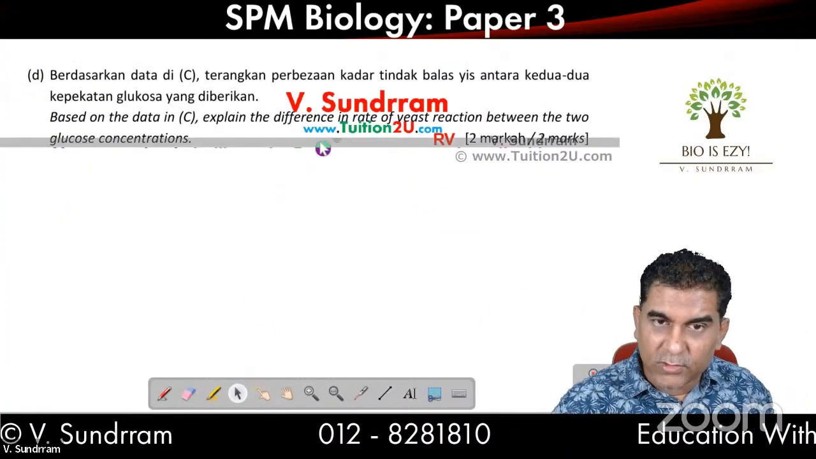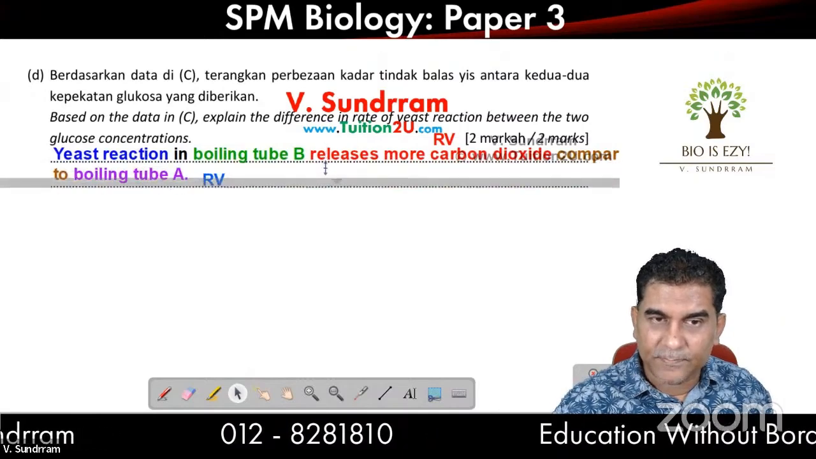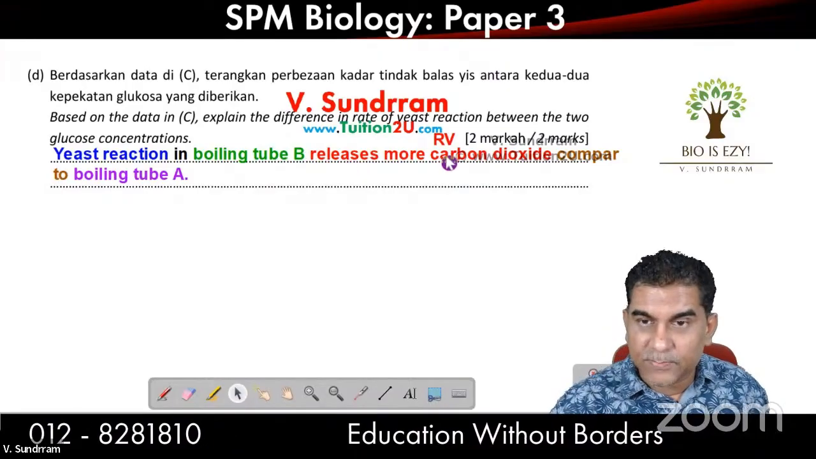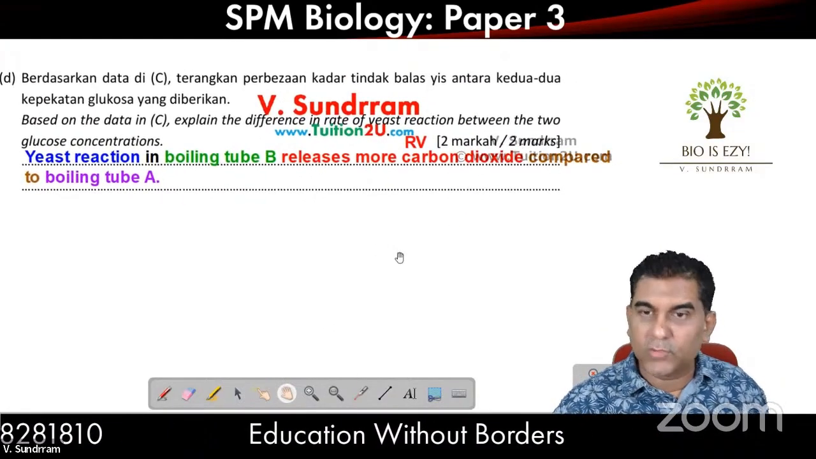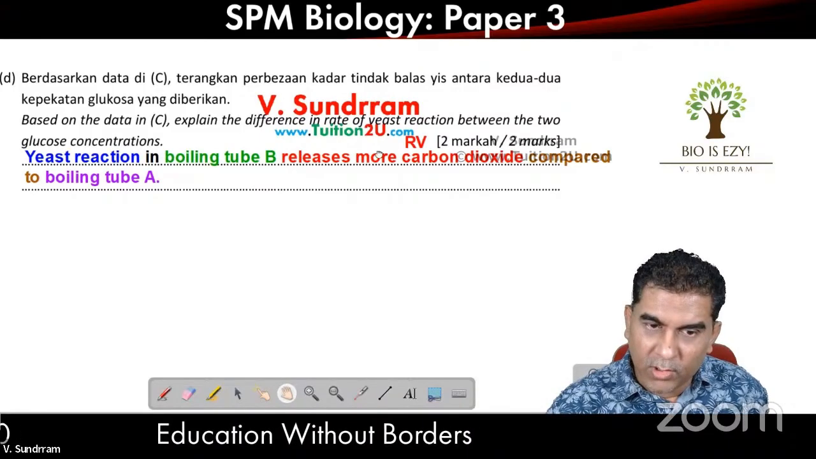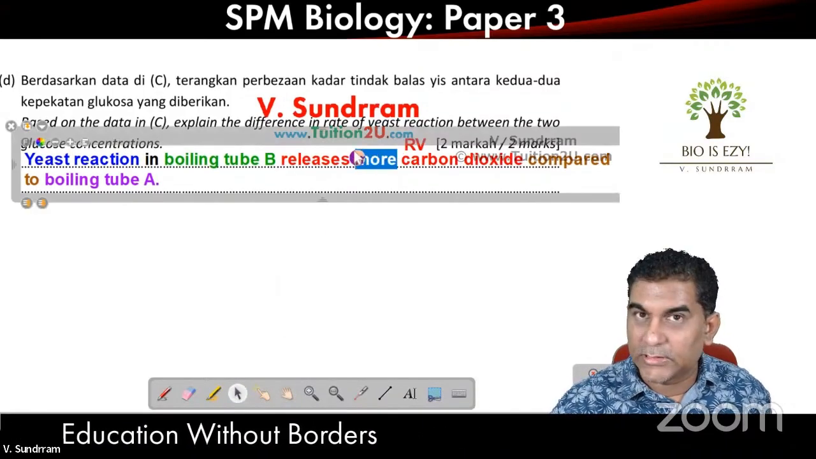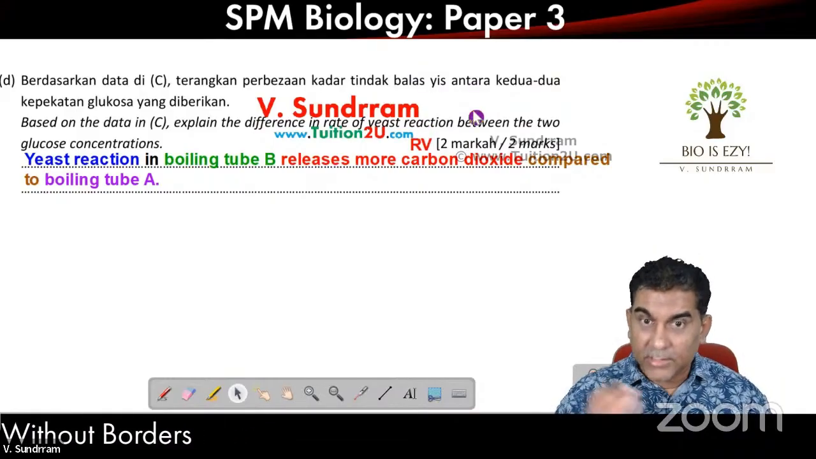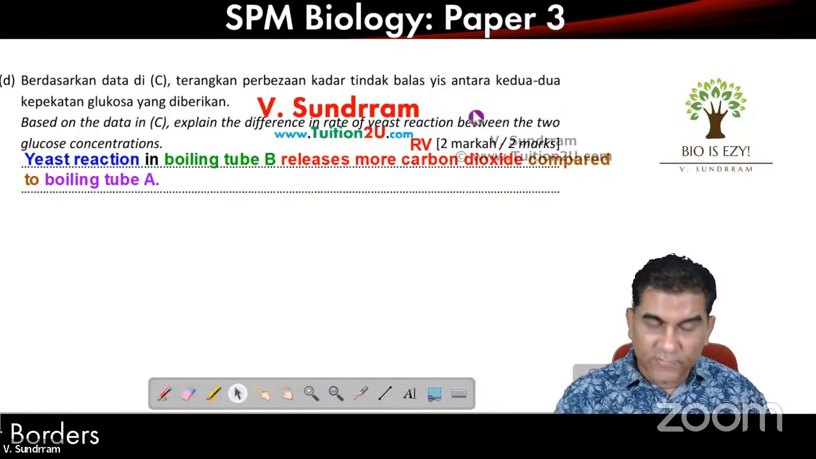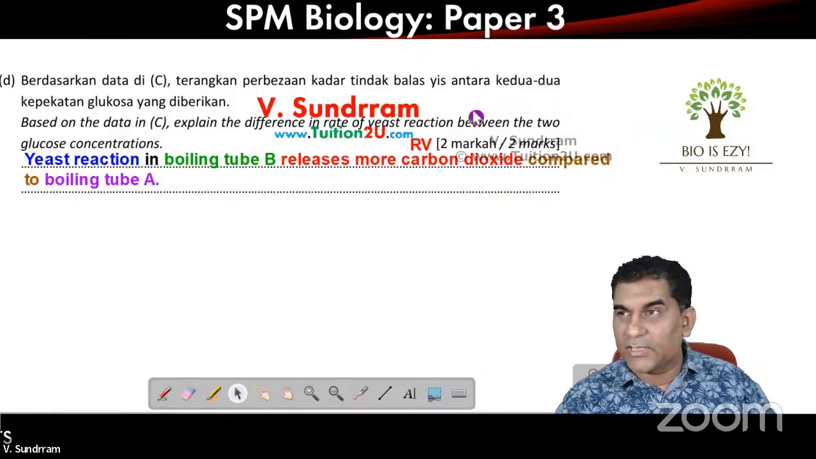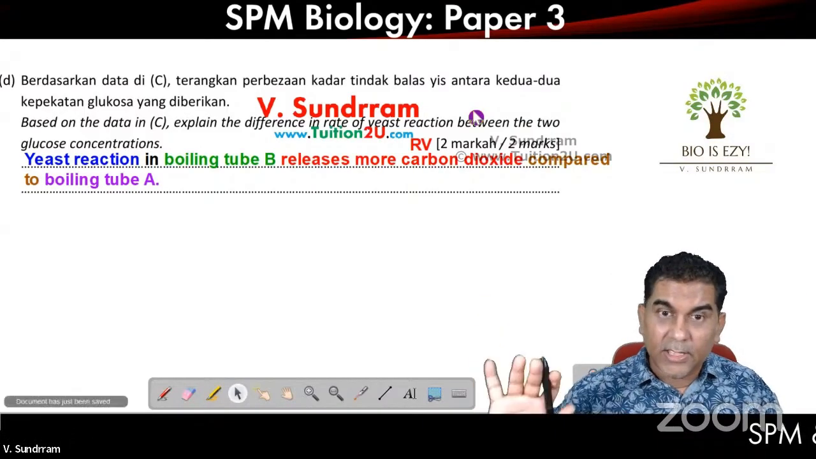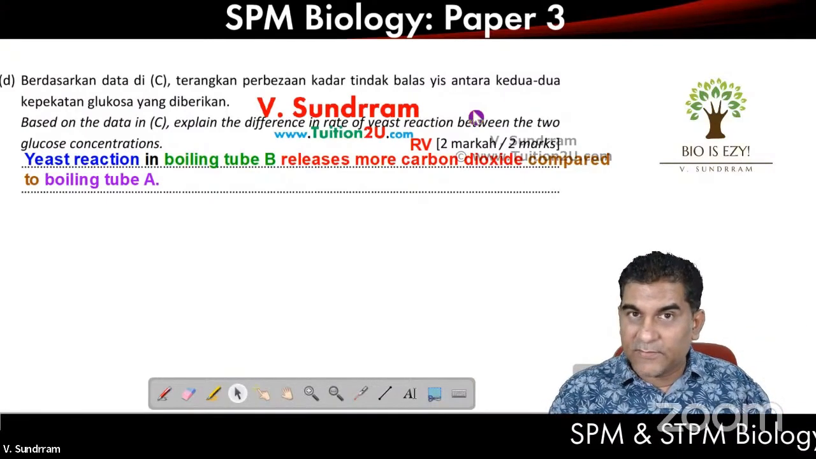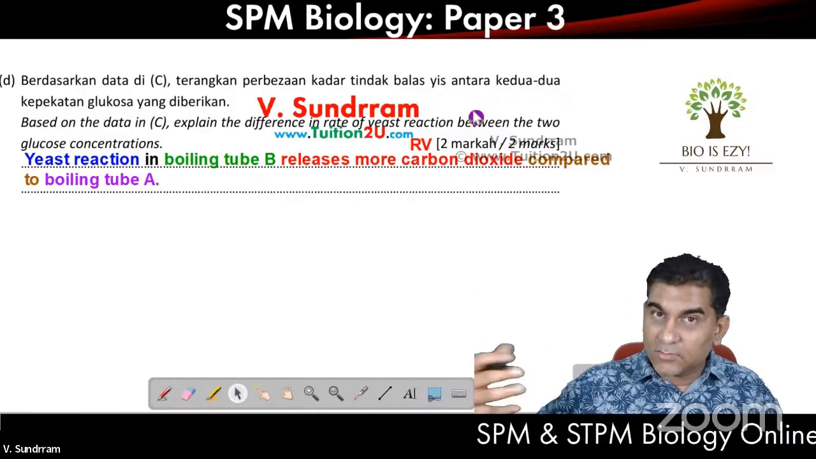So the first thing we are going to do, we are going to inform the examiner. The yeast reaction in boiling tube B releases more carbon dioxide compared to boiling tube A. The word more is important. This is an important keyword. And releasing more carbon dioxide is a responding variable. So we are informing, here got more responding variable, here got less responding variable. But responding variable got 2. The amount of bubbles released is a responding variable. The rate of reaction is also a responding variable.